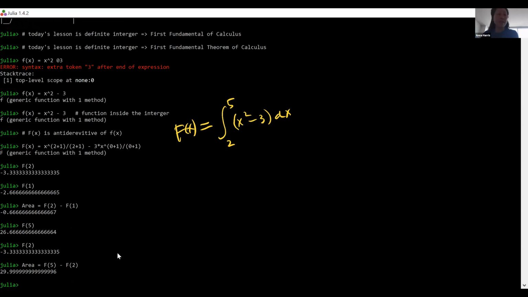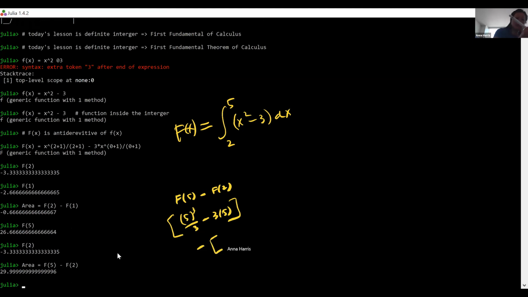So I am skipping this. So f of 5 minus f of 2, I literally have to do what? 5 to the third divided by 3 minus 3 times 5. That's my f of b. Minus, I have to do 2 to the third minus 3 times 2. I have to calculate this.